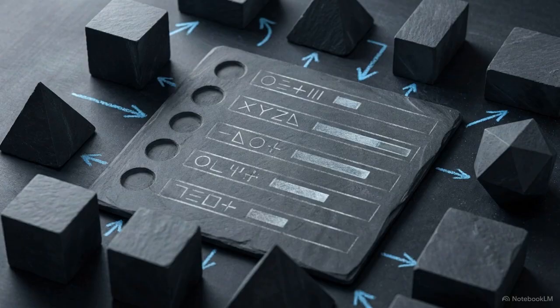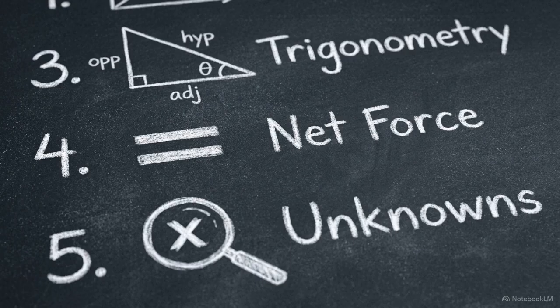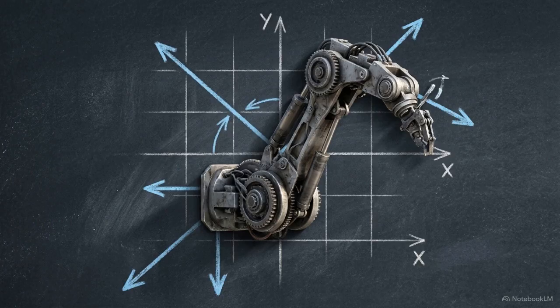You can solve any dynamics problem by following 5 steps. First, draw the free body diagram. Second, choose or rotate your axes to align with the motion. Third, resolve off-axis forces into components. Fourth, set up the net force equations for each axis. And finally, solve for the unknown variables. Following this sequence allows you to isolate individual forces and solve for the resulting motion of any mechanical system.